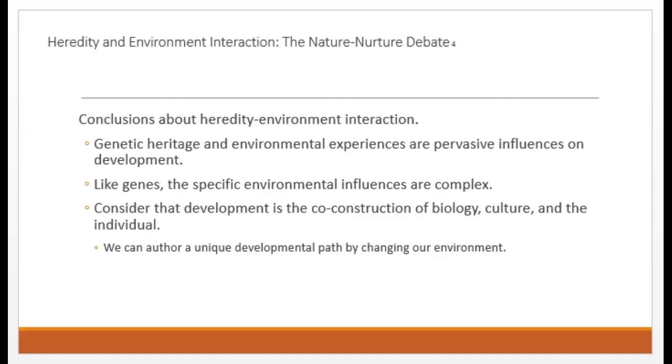So we are the products of both our heredity and our environment. The genes you inherit, the way you were raised, the activities you pursue, the dietary choices you make, the friendships you cultivate. These are all part of the complex tapestry of influences on how you have developed so far. And you're not finished. We can each author a unique developmental path by changing our environment.